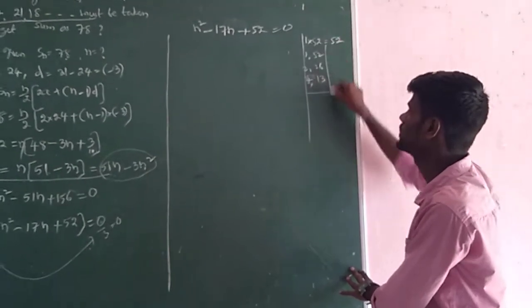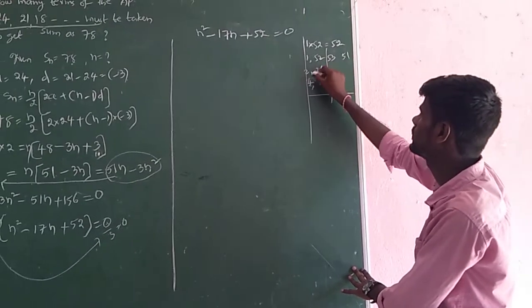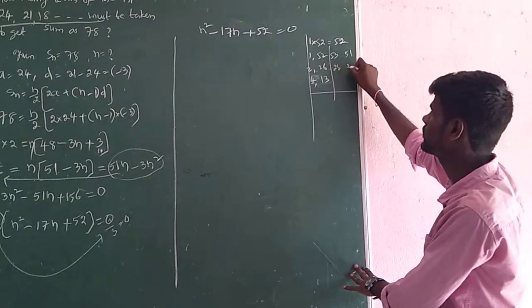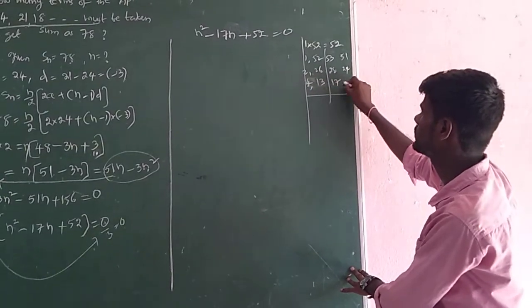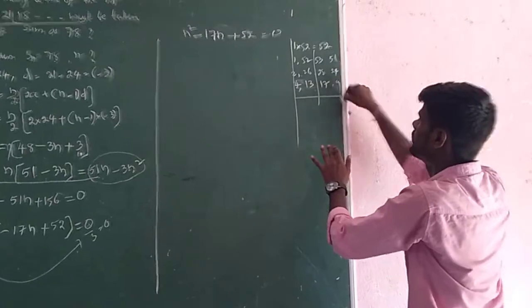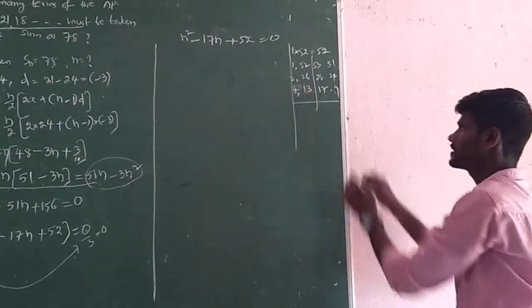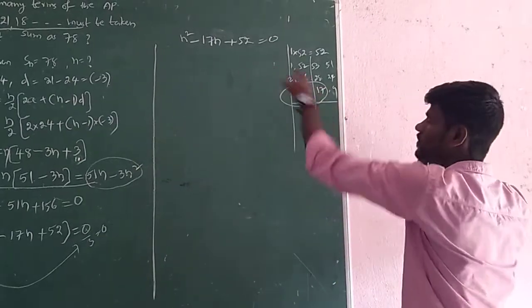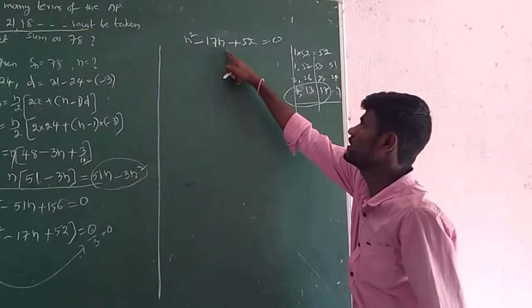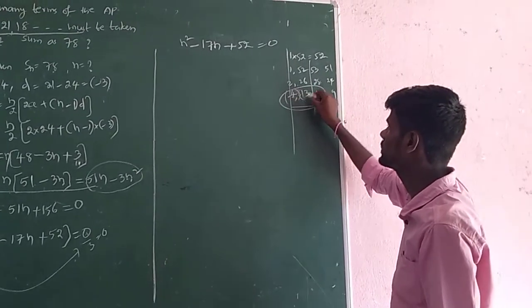Suppose we add 1 and 52, sum 53, difference 51; 2 and 26, sum 28, difference 24; sum 17, difference 9. If you observe here, 13 and 4 we are able to get 17. This is the best pair to do the factorization. And in this you need to get minus 17, so take it as minus 4 and minus 13.